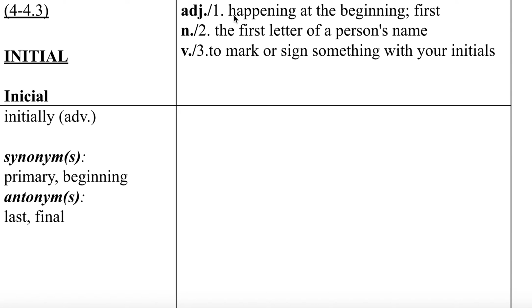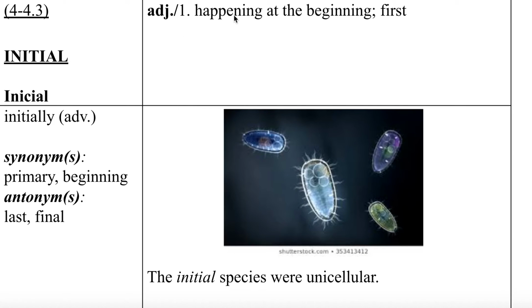And then the second and third definitions come from that, because the second and third definitions are based on the first letters, initial letters, the first letters of somebody's name or their first and last name. And then the third definition is to use those letters to sign something. And in Spanish, initial is inicial. So let's look at definition 1 in more detail. Definition 1 says happening at the beginning or first.